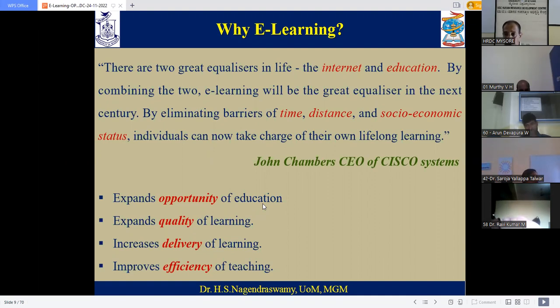Most of the time what we do is we just deliver things and show them in text. Then we say the kid has learned it because the kid has read it and reproduced it as it is. But what is very important in the quality of learning is what concept has been learned and how that concept can be realized and used in a real life scenario to solve some problem. And with the support of e-learning, you will see some information regarding this in our coming slides. So it expands the quality of learning, increases the delivery of learning, and also improves the efficiency of teaching.